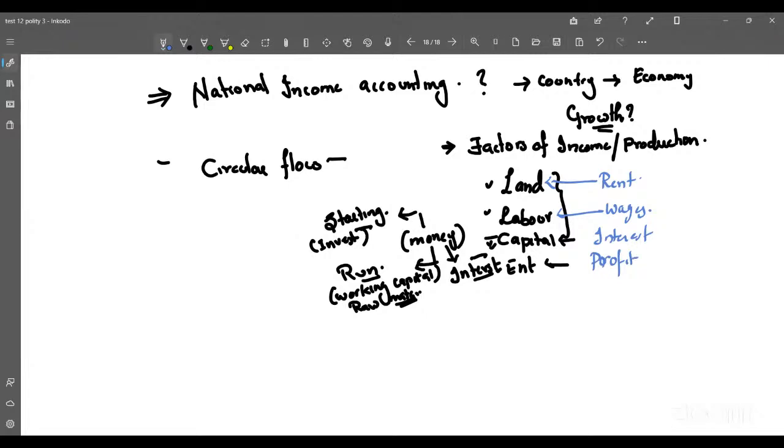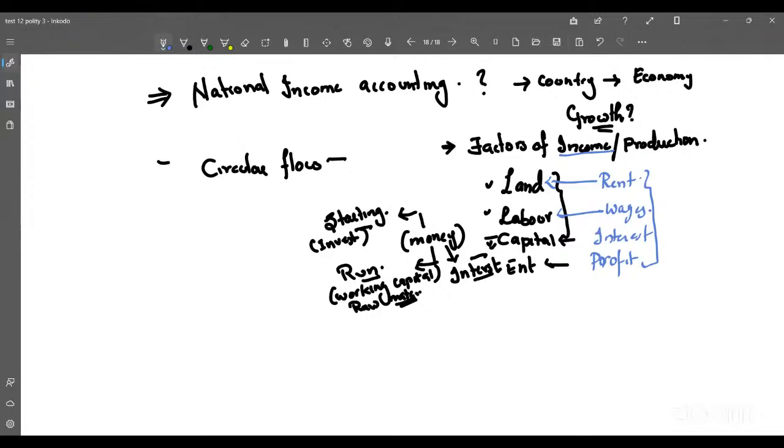So these are called factors of income, because out of these four, there is no other way in which you can legally earn money. Correct? So if you have to earn money, there are only four ways through which you can earn, and there are no other ways through which you can earn the money.